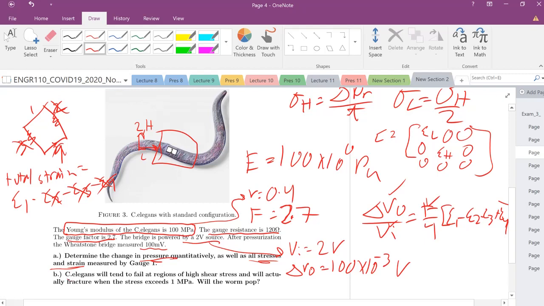And it says that C. elegans will tend to fail at regions of high shear stress and will actually fracture when the stress exceeds 1 megapascals. Will the worm pop? So let's get to this first question first. So we know that all the rest of these are 0. So what is the strain in 1?